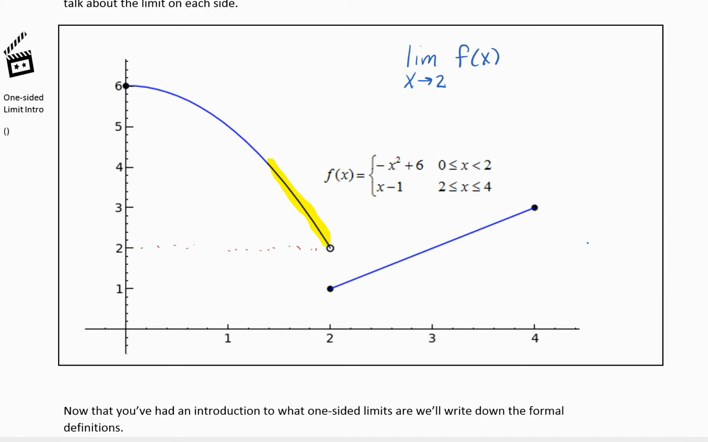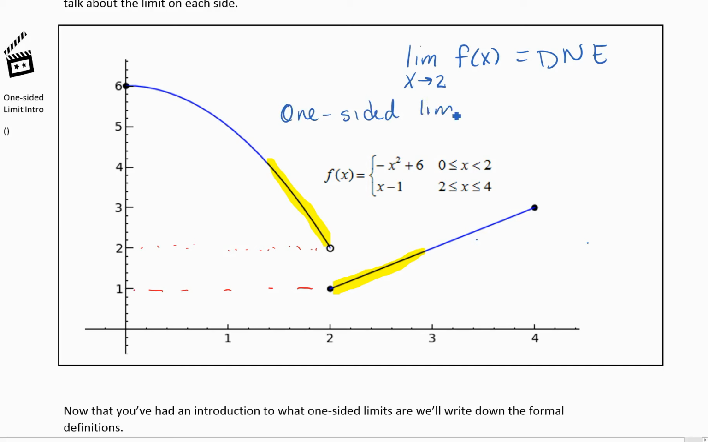But let's look at what happens when we come from above 2. Well, as we come from the right, the graph is going down here, and this y value is at 1. So the question is, what do we make that limit? Well, the answer is we would say that this limit does not exist. Okay, so do we just throw up our hands and quit there? Well, not quite. We can actually talk about what are called one-sided limits.